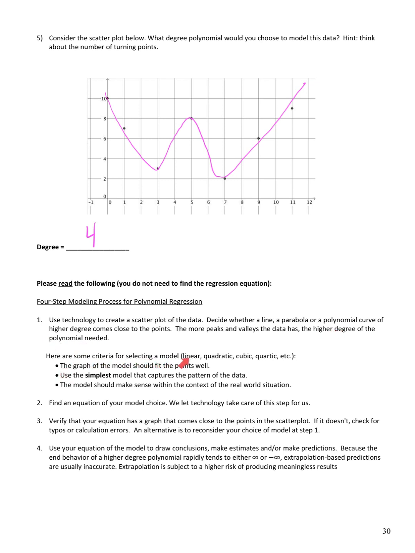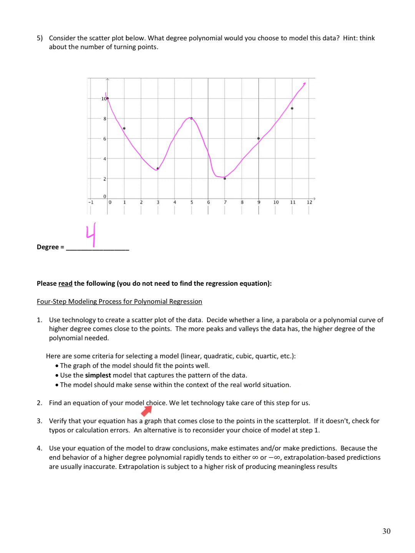So some criteria for selecting a model. The graph of the model should fit the points well. You should use the simplest model possible. So if you can get away with a quadratic instead of a quartic, use a quadratic. Use the lowest degree possible to capture the pattern in the data. The model should make sense within the context of the real-world situation.